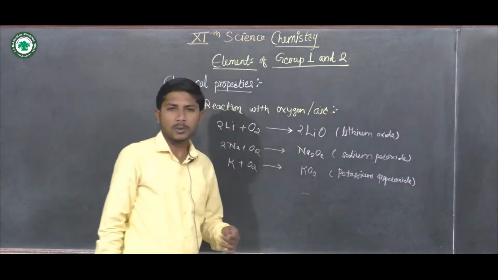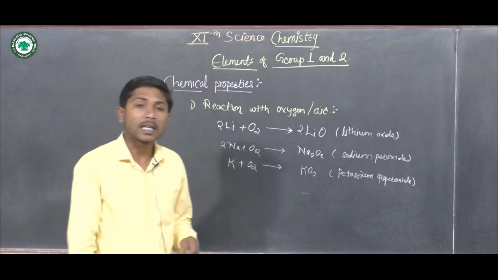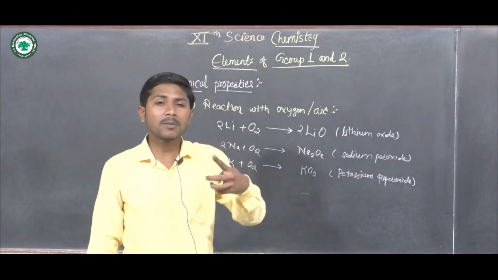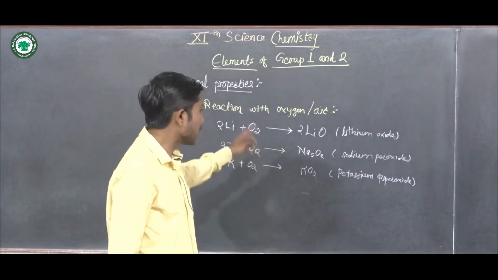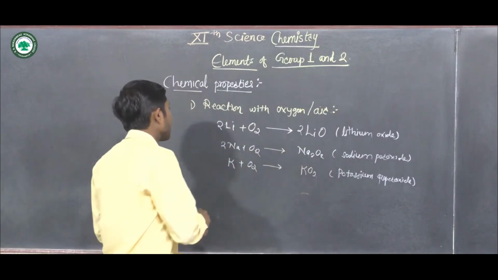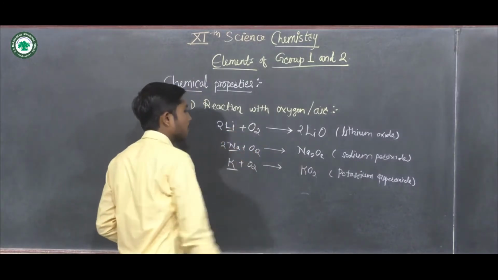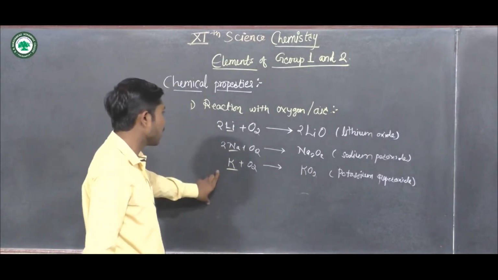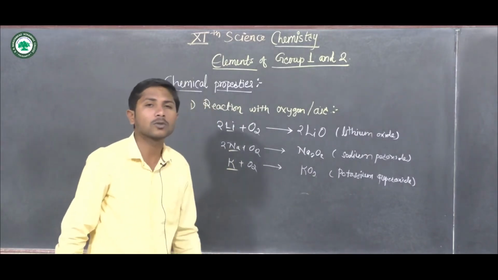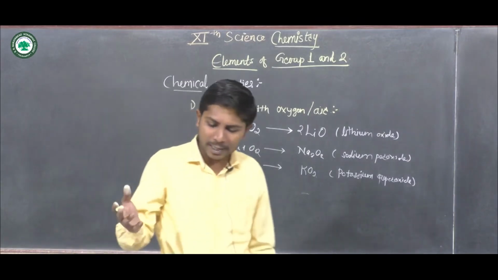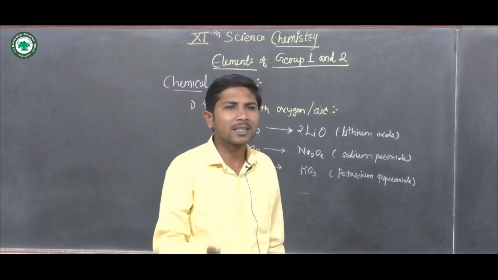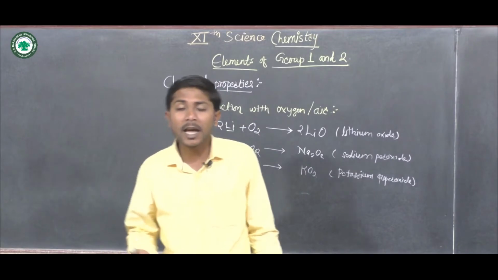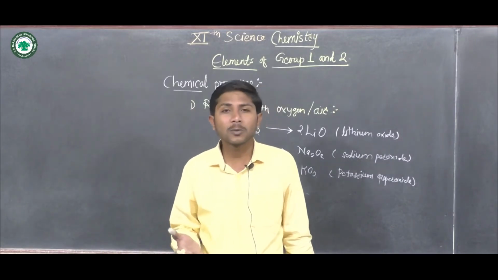Why is there a difference between these elements? Due to their reactivity: as the number of orbits increases, the reactivity of the corresponding metals, lithium, sodium and potassium, goes on increasing. All these three metals belong to group first. In the case of group second, magnesium and calcium react with oxygen, forming their corresponding oxides.